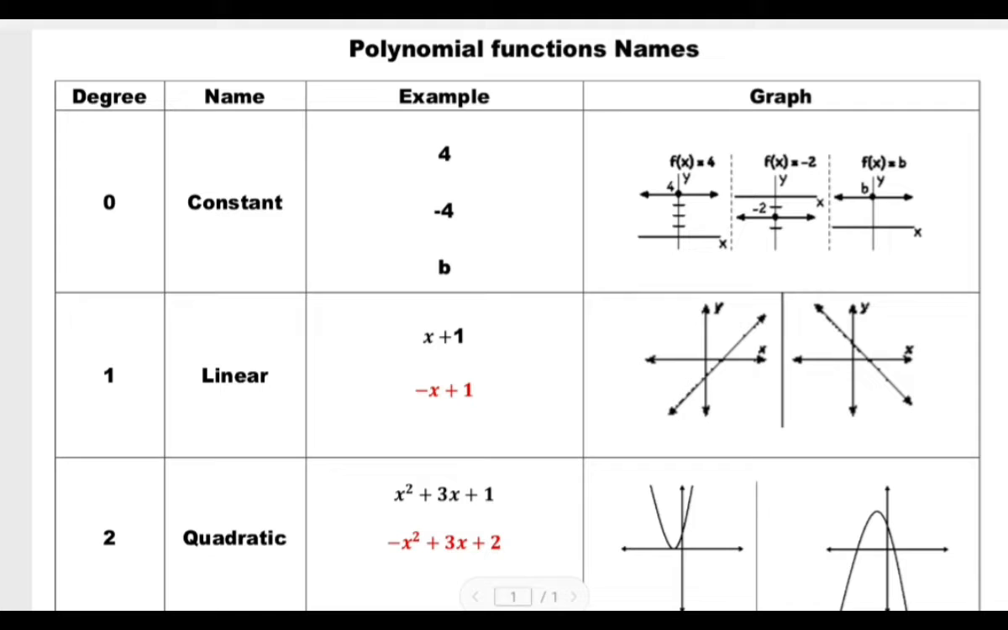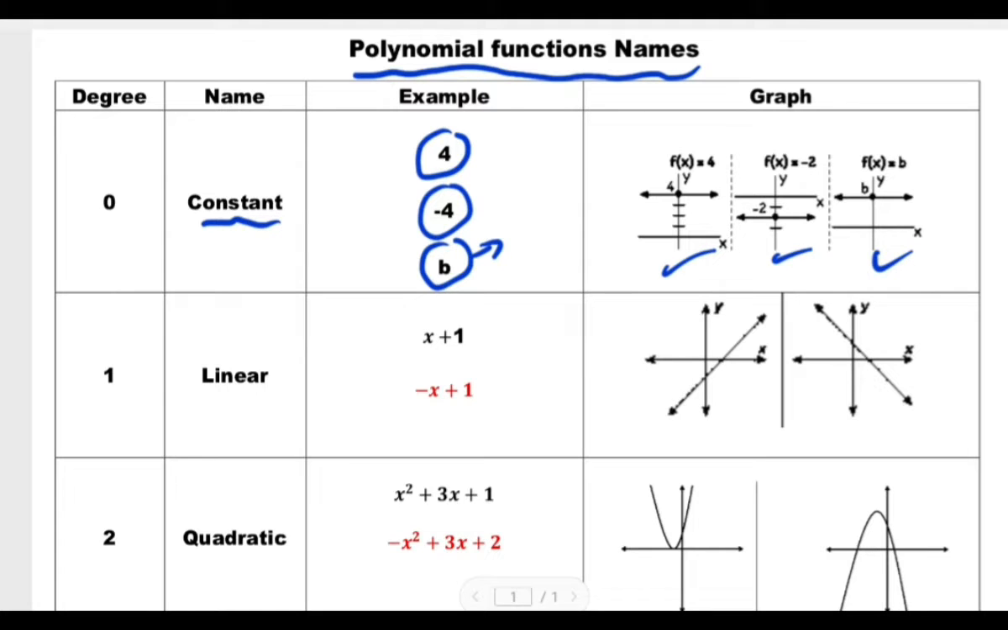And today we will be talking about polynomial function names. Today is just to learn some names in math. The functions that we have, usually we have variables with it. If we don't have a variable with it, we call this function a constant, which is just a number: 4, -4, or just b. B could be any number. And as you see over here, that's what we call a constant function.